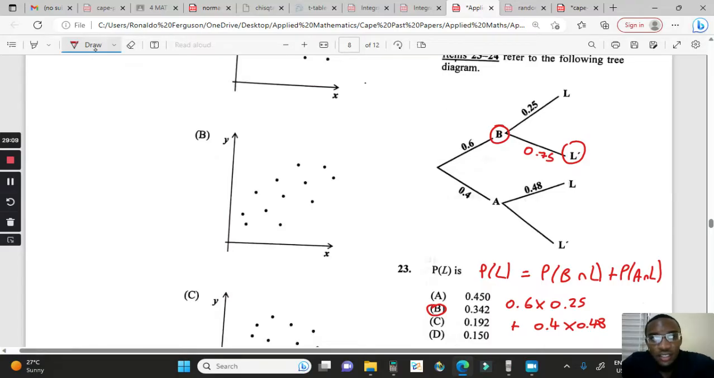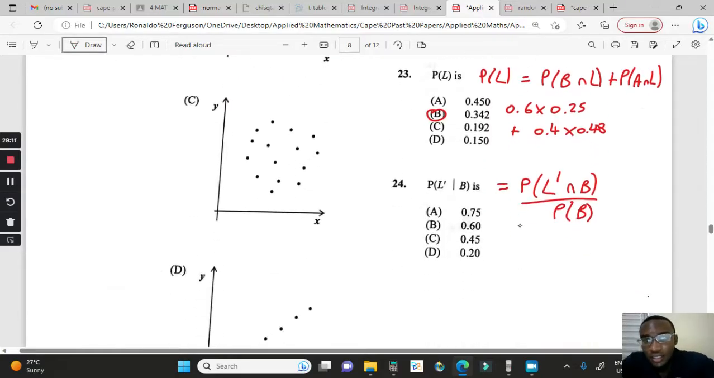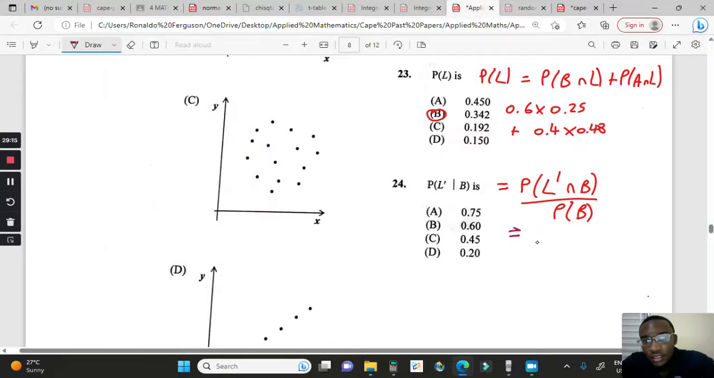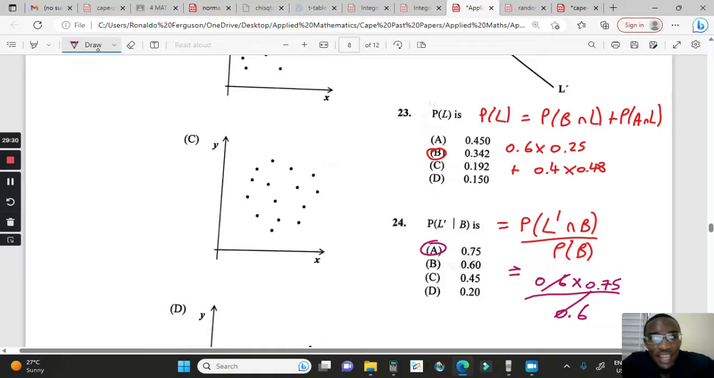And it's so easy now because this is now just 0.6 times 0.75 over the probability of B, which is 0.6, and these cancel, so we'll just get 0.75. And this happens because they are independent events, but that is something else for us to talk about soon.